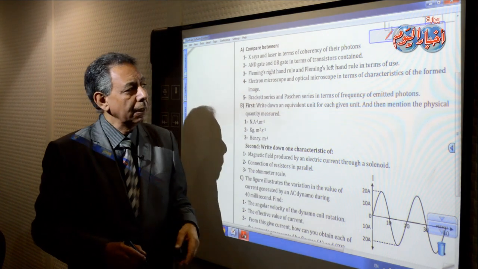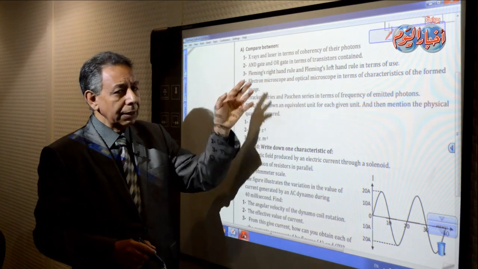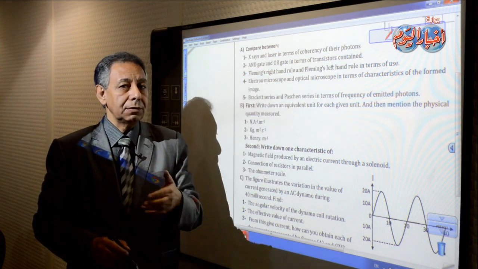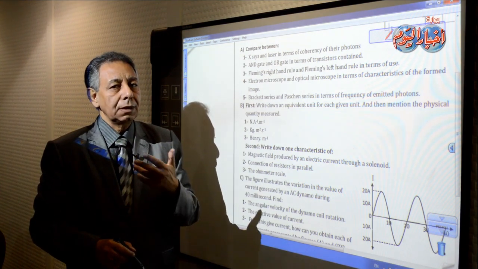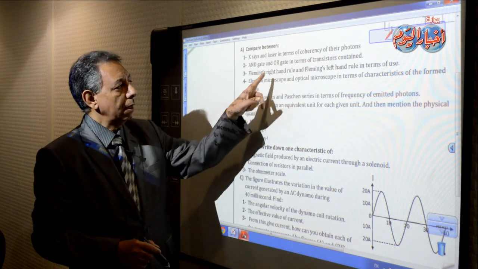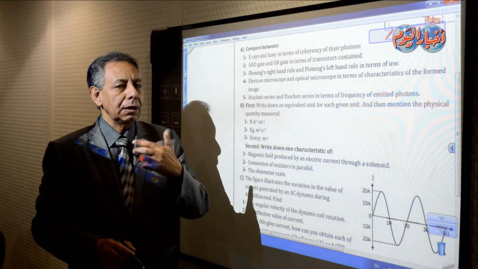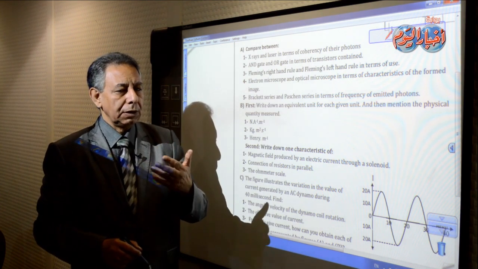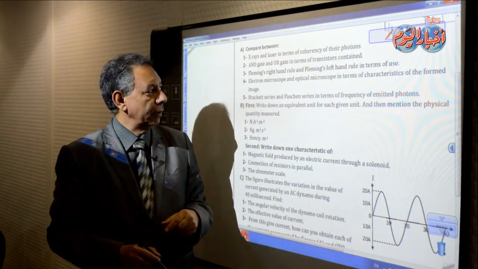The next part: compare between AND gate and OR gate in terms of transistors content. What is the relation between AND gate and transistor? AND gate is composed of a transistor having more than one emitter, or we can say two transistors connected in series together. OR gate is two transistors connected in parallel with each other. So OR gate is composed of two transistors connected in parallel.